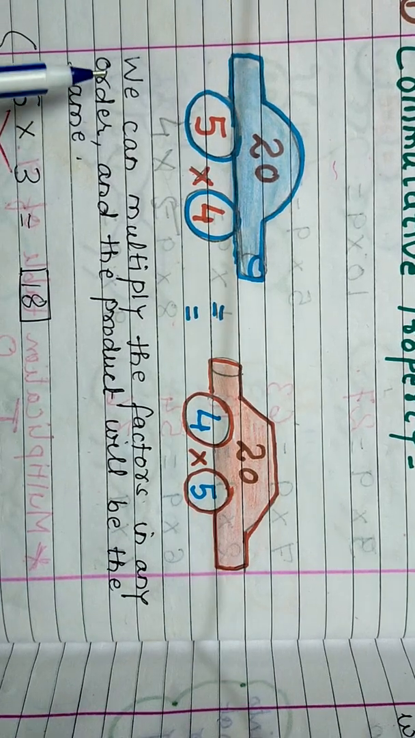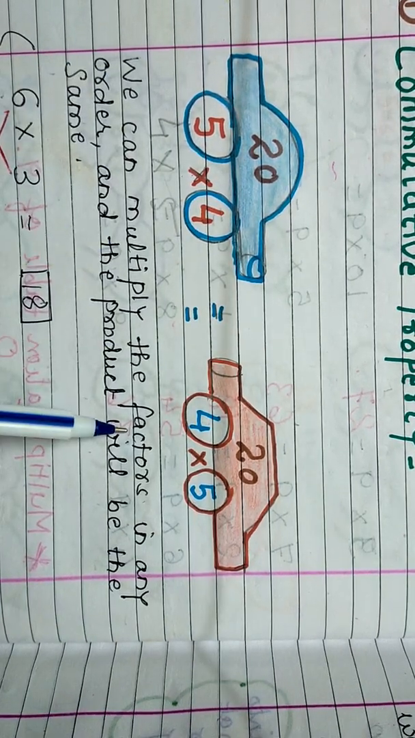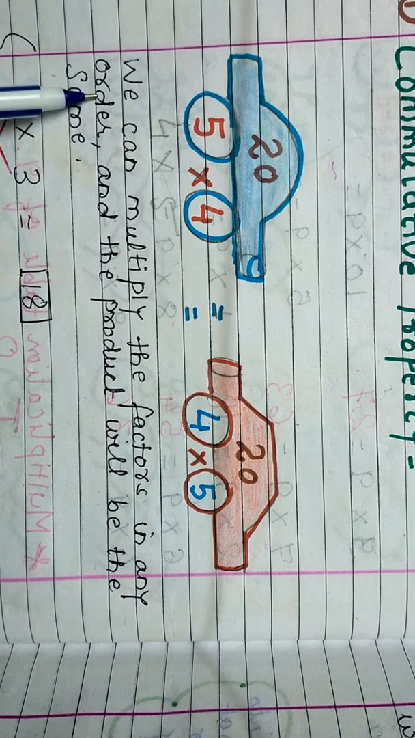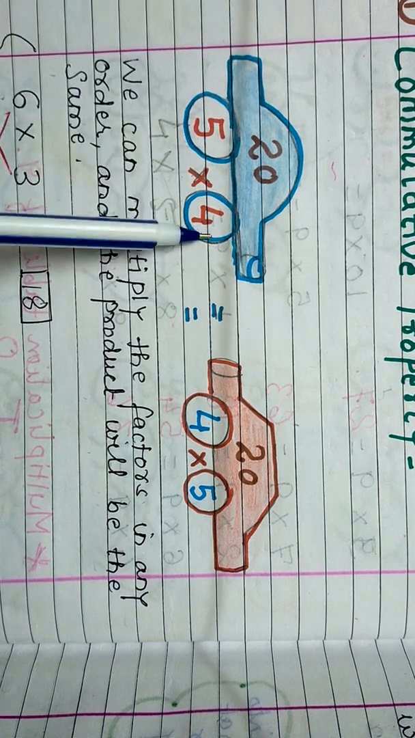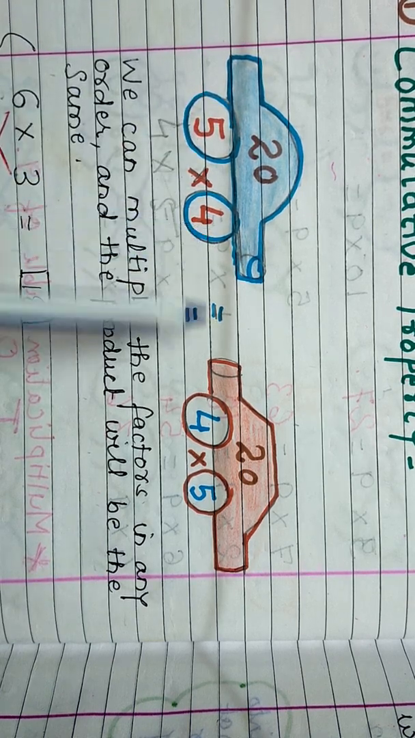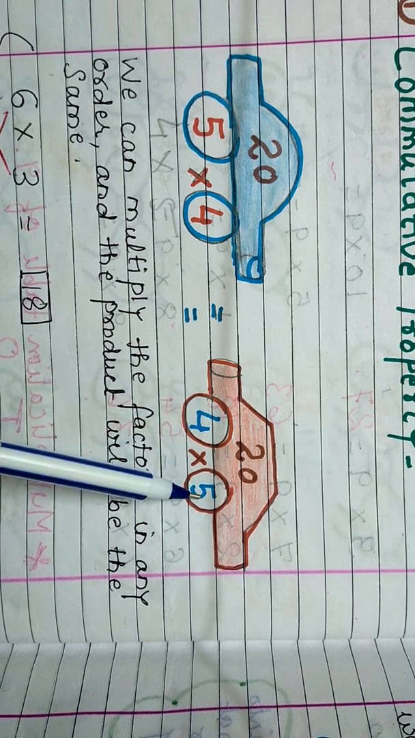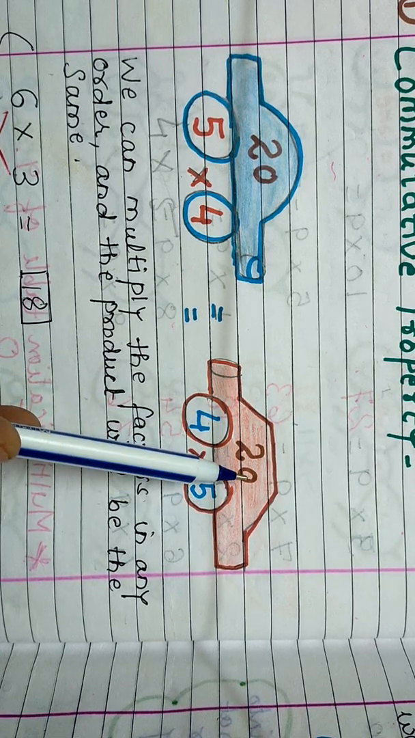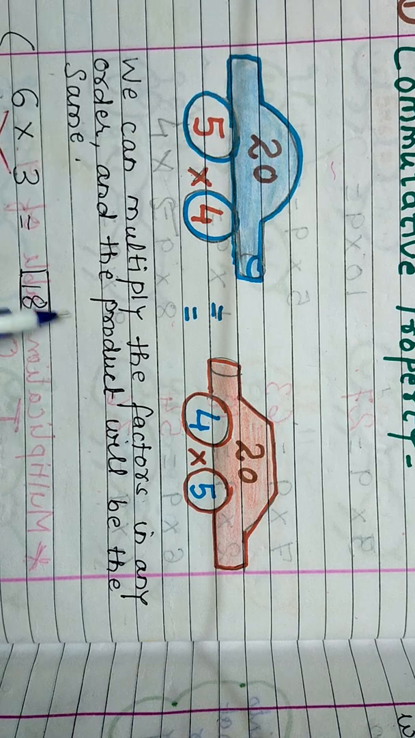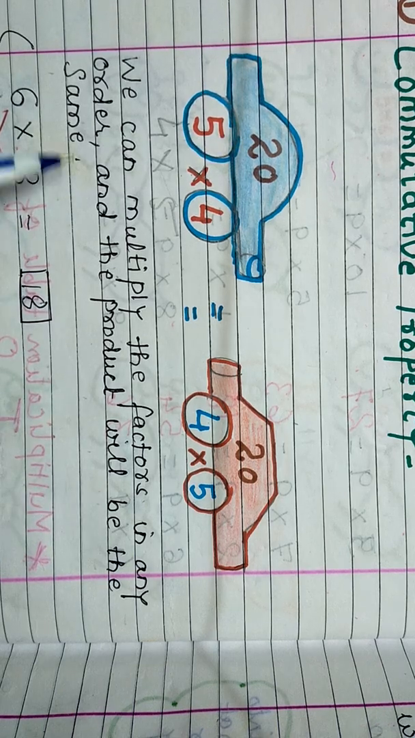Now see what it wants to say. When we multiply the factors in any order, right, if you change the order, if you write 4 first and after that 5, then what product will you get? You will get the same. The product will be the same.